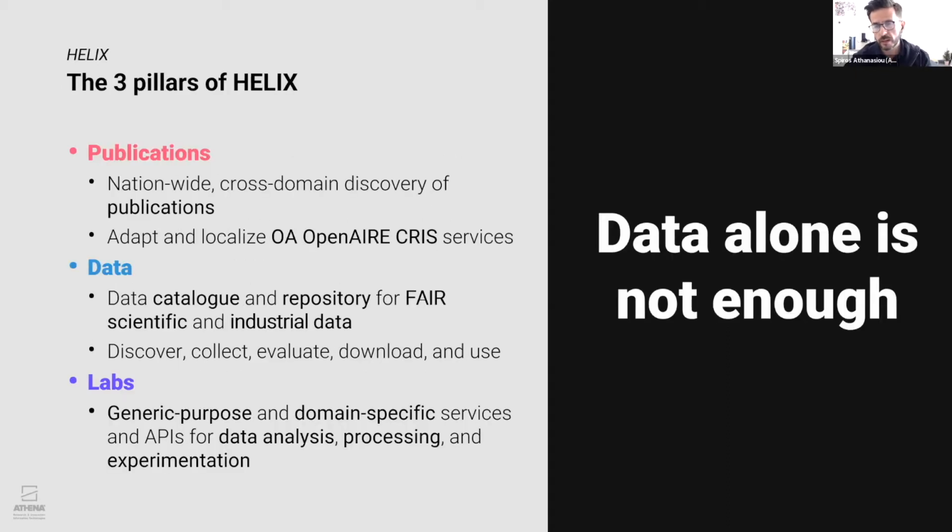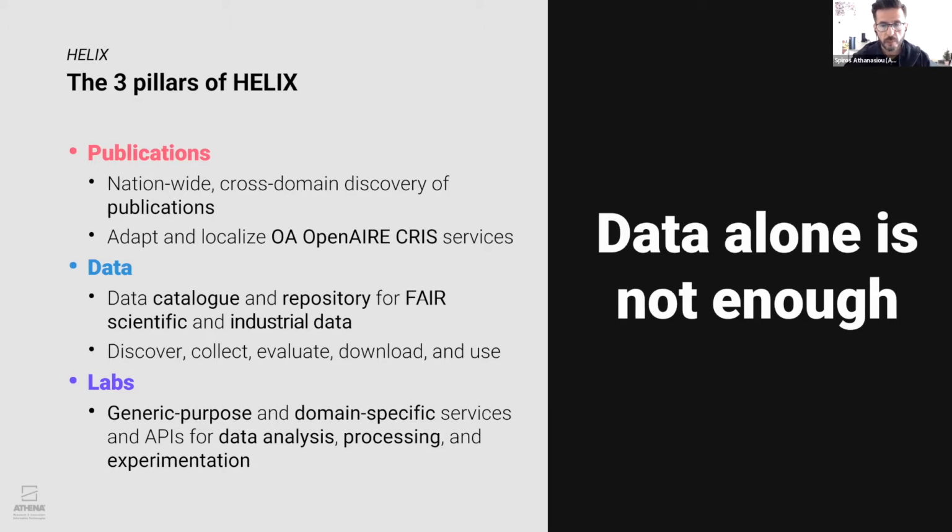Now, data alone, as you know, is not enough. So the three basic pillars of HELIX are, first, PUBs, a nationwide cross-domain discovery of scientific publications, where essentially what we do is we adapt and localize the OpenAIRE services, so low cost, low effort. Second, Data, our emphasis. It is a data catalog and repository for FAIR scientific and industrial data, with users able to discover, collect, value, download, and use them. And third, what we call HELIX Labs.